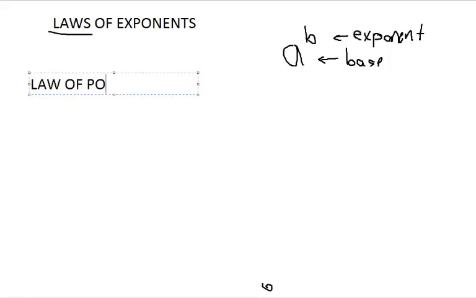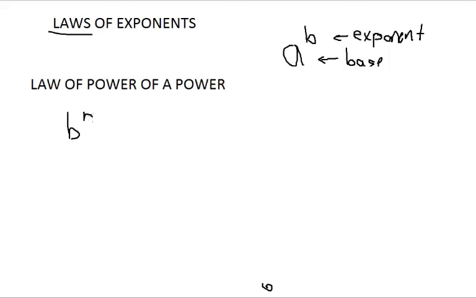So we have other laws. The law of power of a power. This law mentions that if a number that is between parentheses and has its own exponent is elevated to another exponent, then the exponents multiply themselves, like in this case.